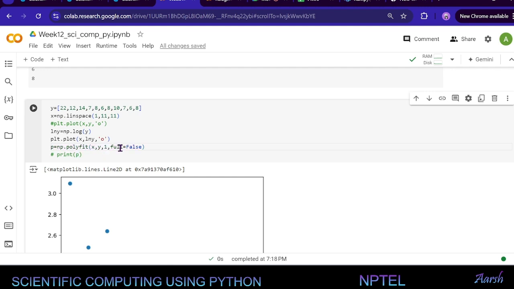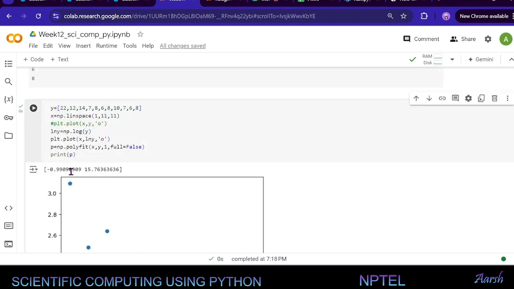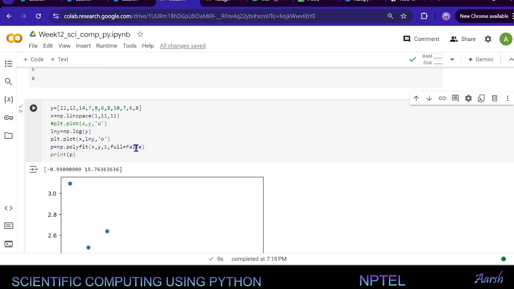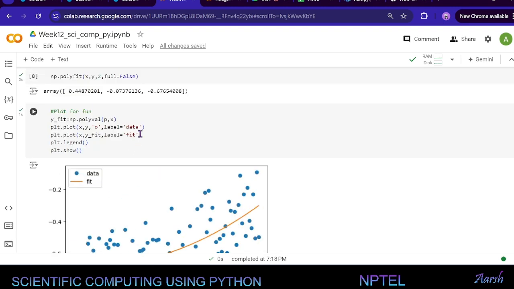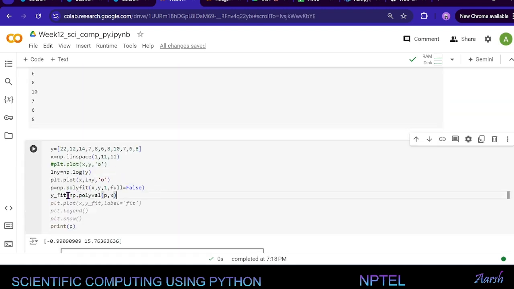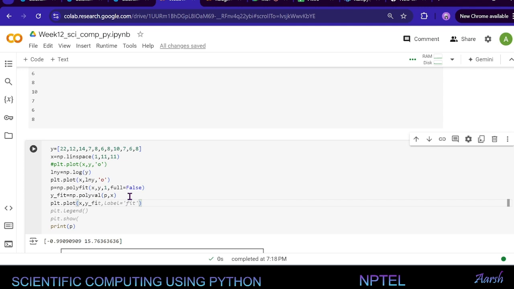And then we can fit a linear polynomial. So x comma ln y comma 1, which just means a straight line, and then print p. So this is the slope, which is minus 1. So the exponential decay rate is about this one. In fact, we can plot this as well using this one. y fit is equal to this, p dot, np dot polyval, x, with this label.